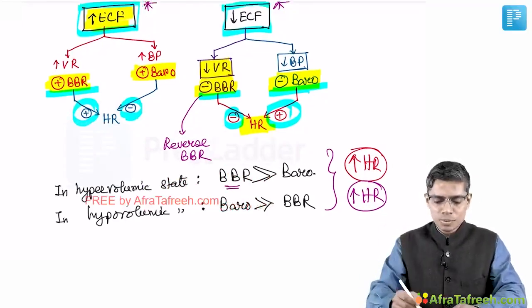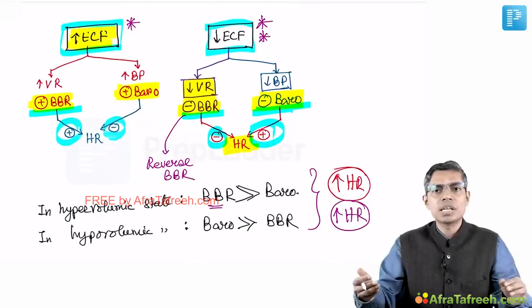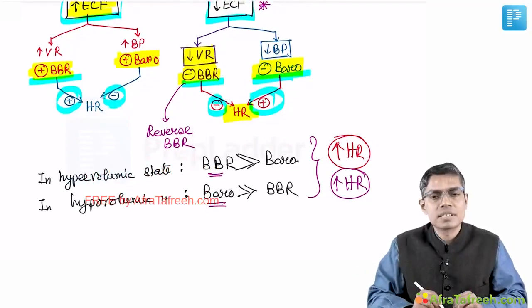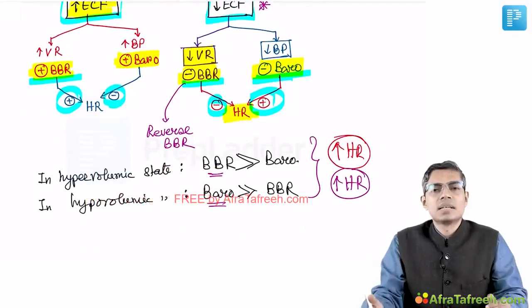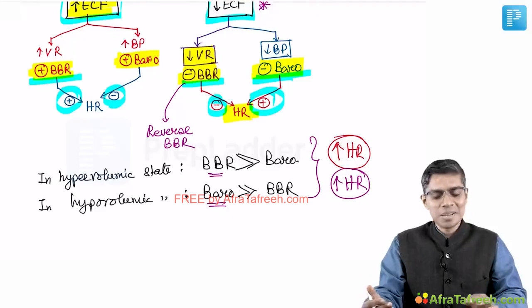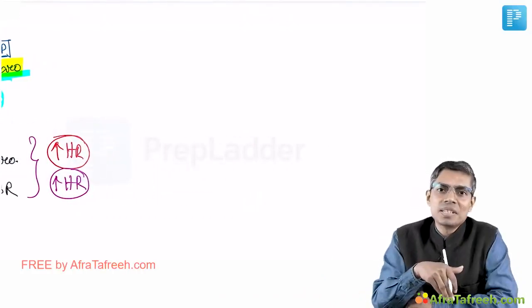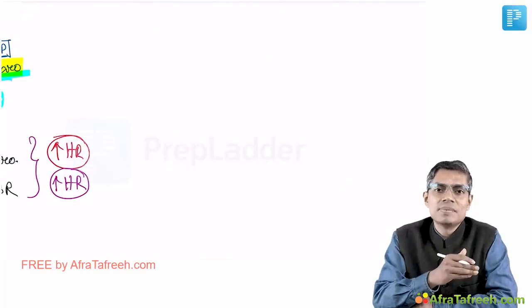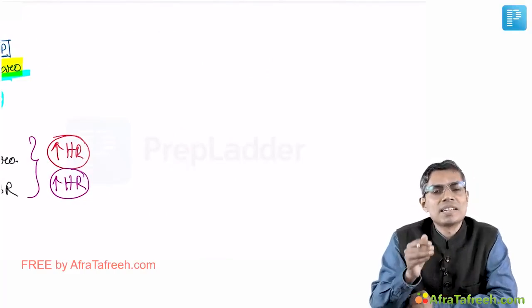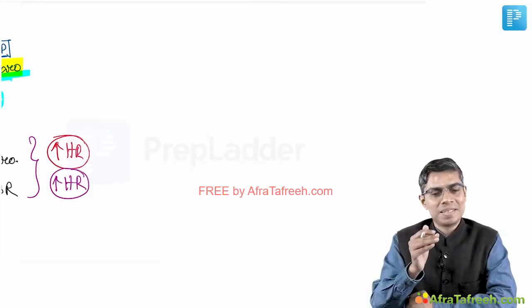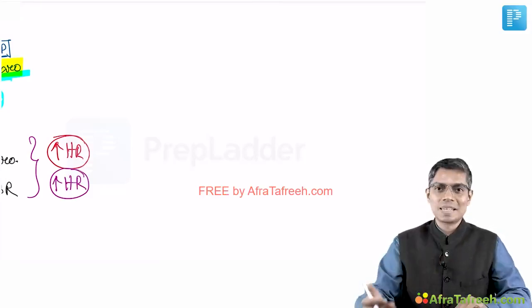And sudden blood loss from the person, sudden hypotension, is also causing tachycardia. Which reflex is doing the tachycardia? That is baroreceptor mediated tachycardia, right? So in both cases tachycardia is occurring, but in hypervolemic state tachycardia is due to Bainbridge reflex, in hypovolemic state tachycardia is due to baroreceptor reflex.